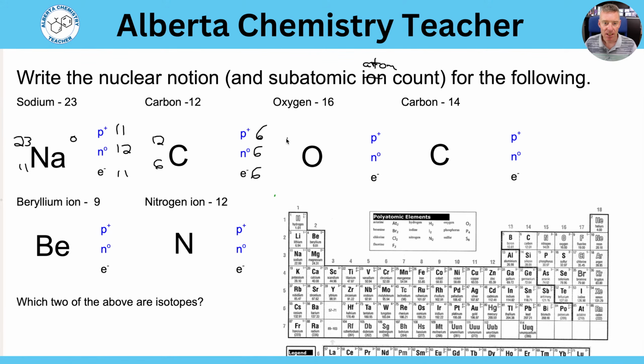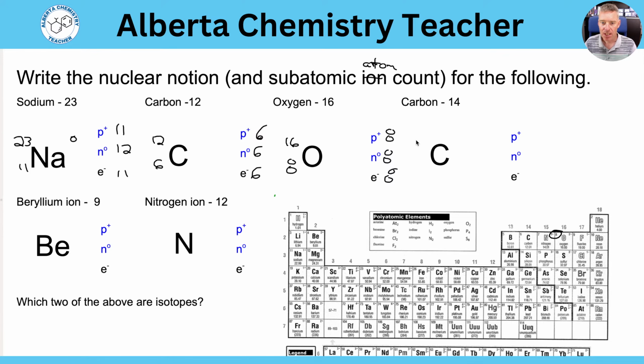Oxygen 16. So mass of 16, and oxygen is atomic number 8. Again, no charge for these top 4. So we've got 8 protons. It's neutral again, so 8 and 8. And then the difference between these two is 8. And you typically see the proton and the neutron count being very similar. Different isotopes just varying by a little bit above or below the proton count.